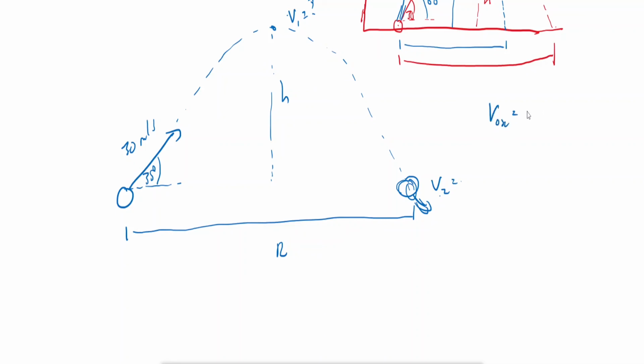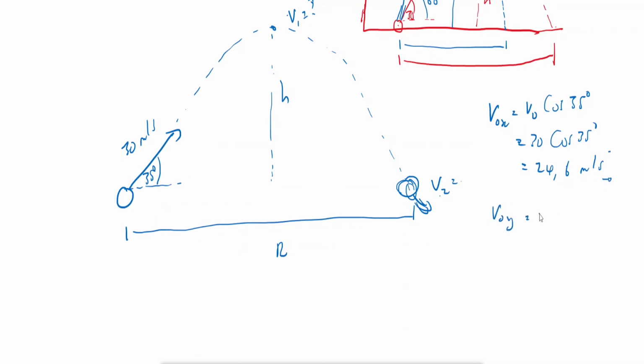The first thing that is going to help us is to find v0x, which is going to be v0 cos 35. That is 30 cos of 35 degrees, which is 24.6 meters per second.